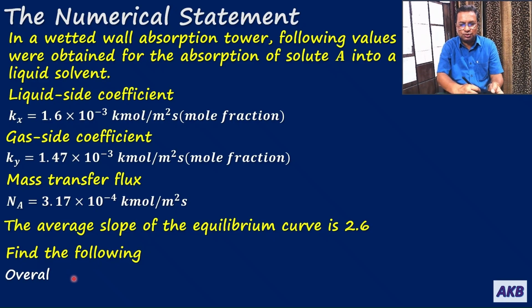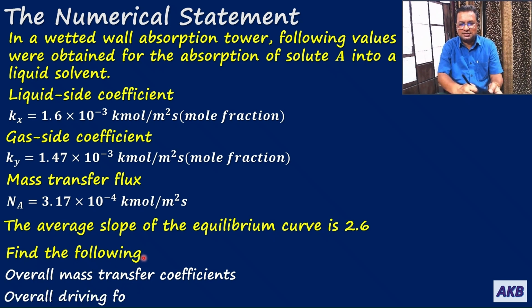The average slope of the equilibrium curve is given to us, it is 2.6, and based on this information we are supposed to get the overall mass transfer coefficients and then the overall driving force. So we have a very simple numerical, but still you will learn how to get the overall mass transfer coefficients and overall driving force in this situation. Over here, the individual mass transfer coefficients, the mass transfer flux, and the average slope of the equilibrium curve are given to us.